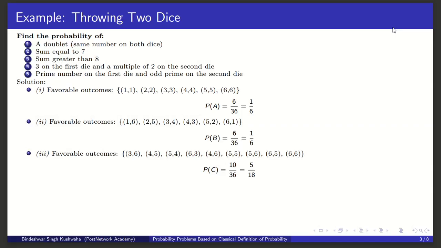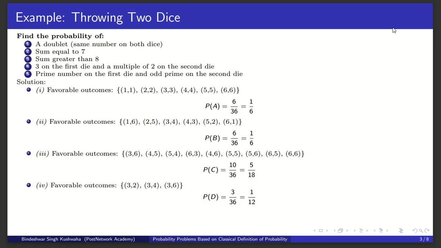Third one, sum greater than 8. So we will have 3 6, 4 5, 5 4, 6 3, 4 6, 5 5, 5 6, 6 5 and 6 6. That means we have 10 favorable cases. So answer would be 5 upon 18.